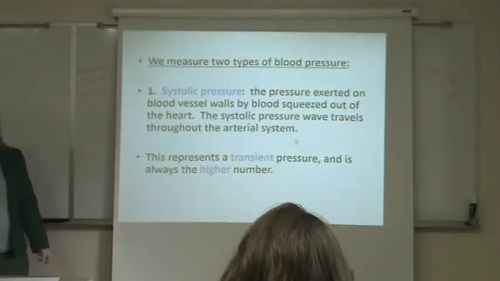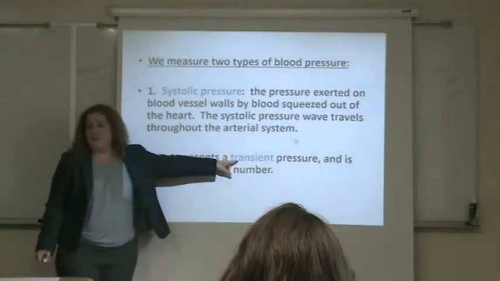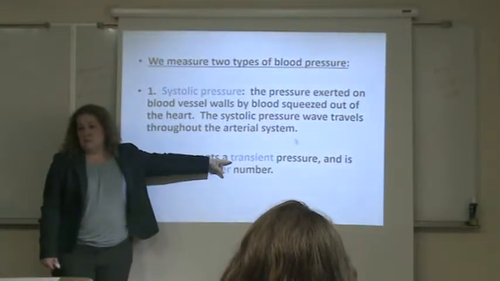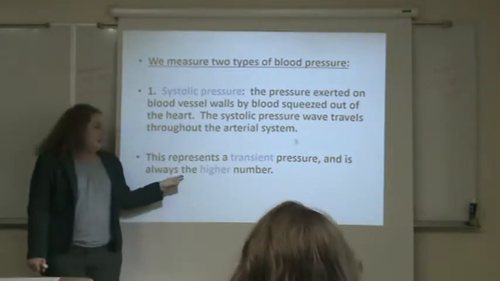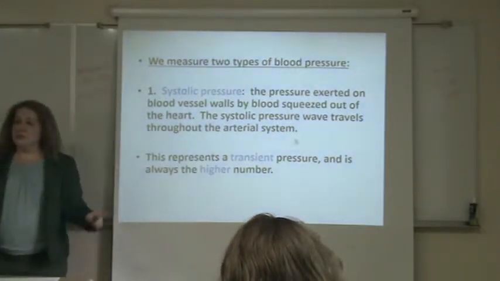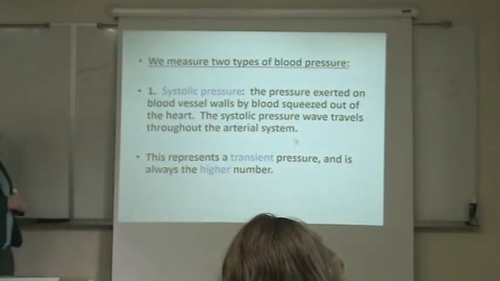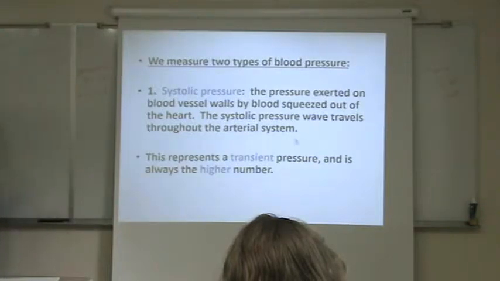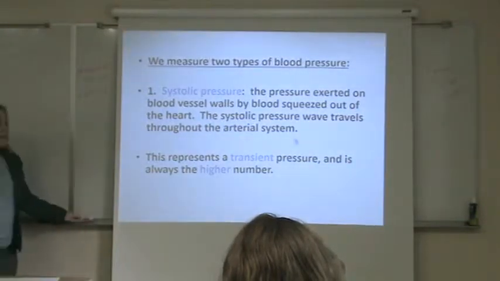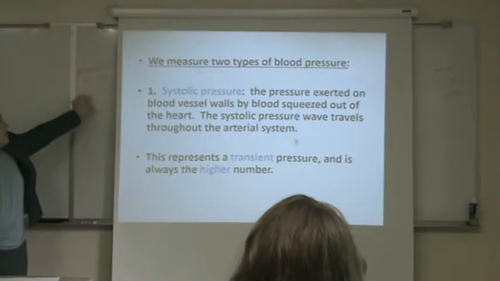So still with systolic. Systolic is transient. That's a good word. Comes and goes. Transient pressure. And it's going to be the higher number, so it's going to be bigger in value. It's going to be the top number of our two blood pressure values. That's systolic. And it's generated by the left ventricle.